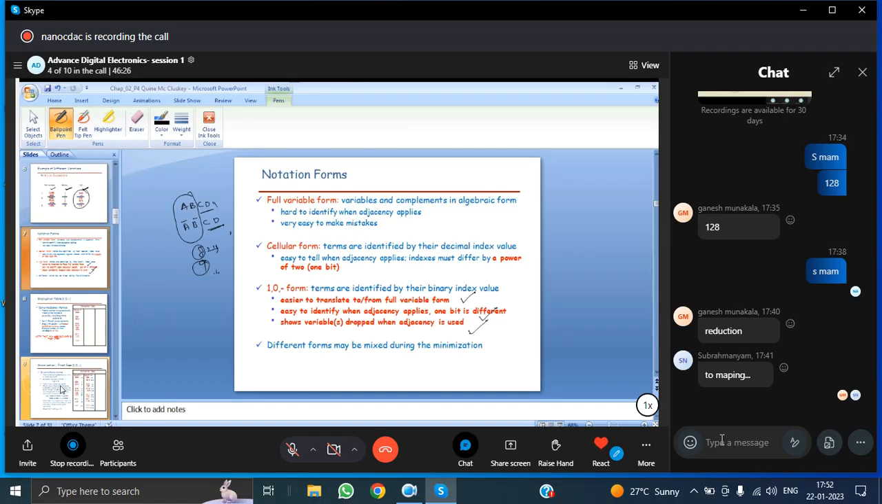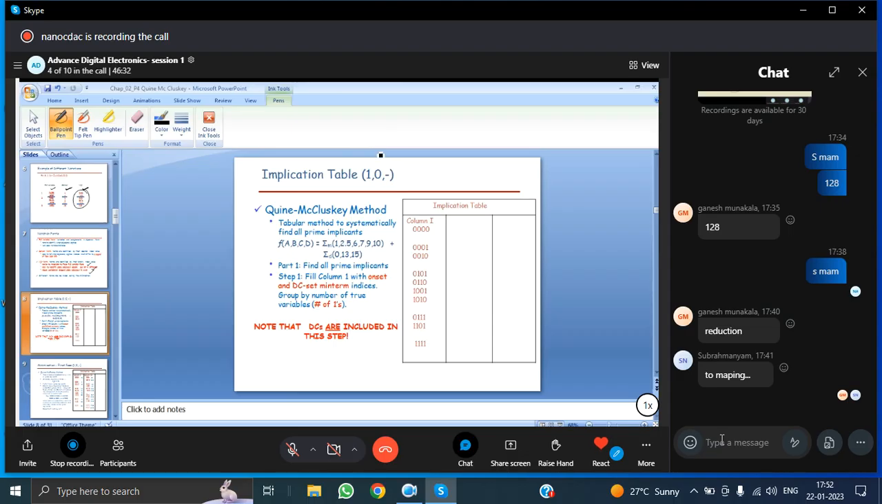Okay, so now let us go for the actual procedure. This is called the tabular method. Why are we going for this McCluskey method? Only to find out the prime implicants. What is a prime implicant? It is nothing but a product term.